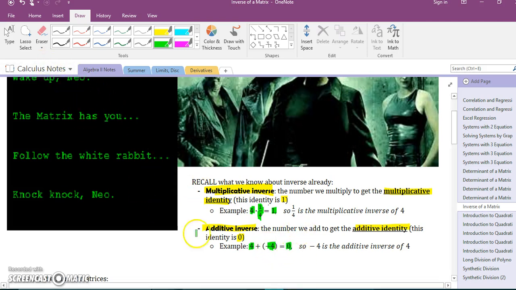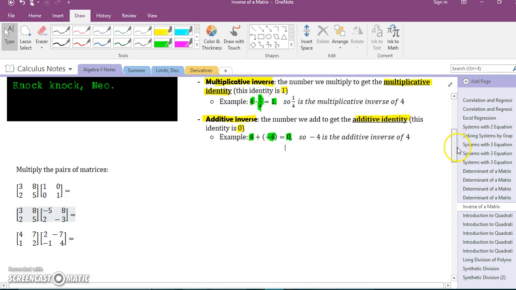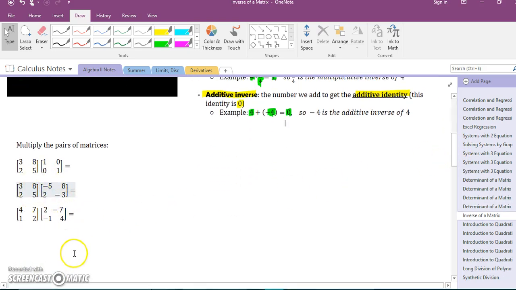So with matrices, there is also an identity matrix and obviously inverse matrices. Before I tell you anything about those, I want you to pause the video and multiply these 3 sets of matrices by hand. You can just do it in your head and write down the product for each. So make sure you pause the video and do that on your own.